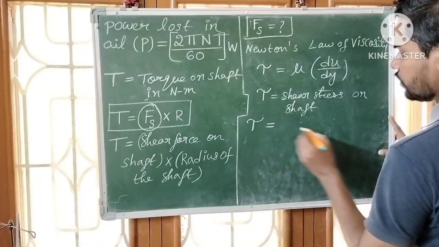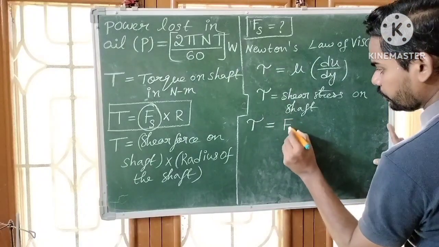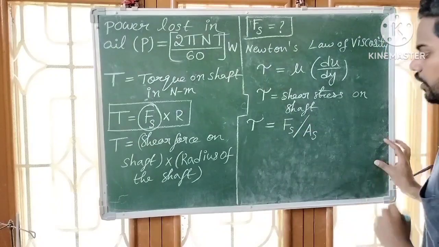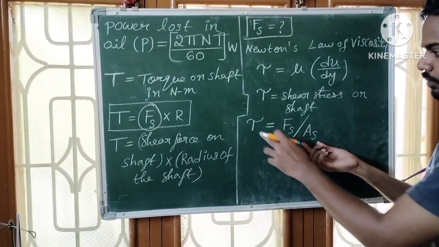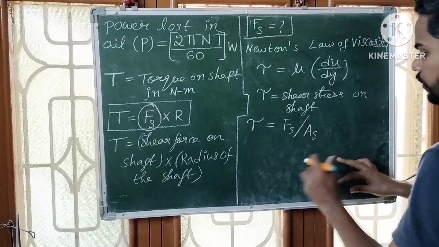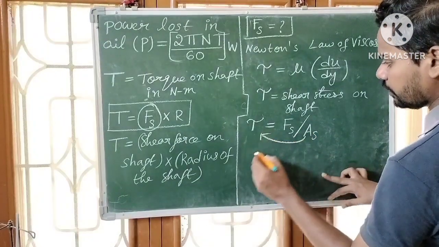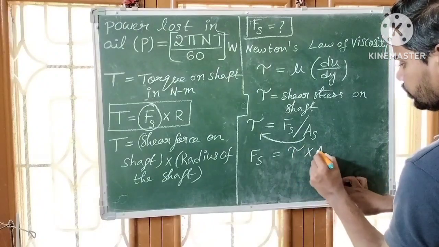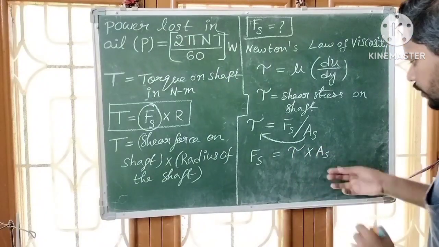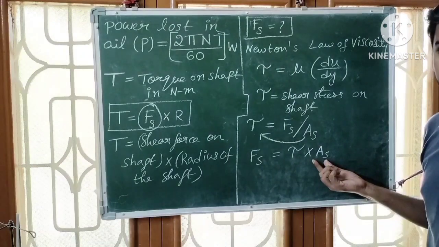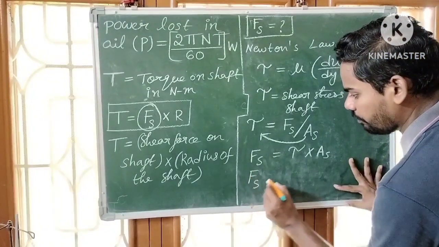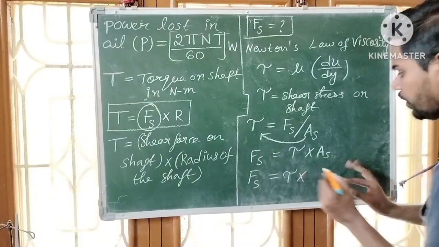Shear stress is equal to shear force by shear area, or area under shear. Tau is equal to shear force by shear area. Now transposing AS, shear force is equal to tau into AS. Here AS means area under shear. Fs is equal to tau into area under shear.